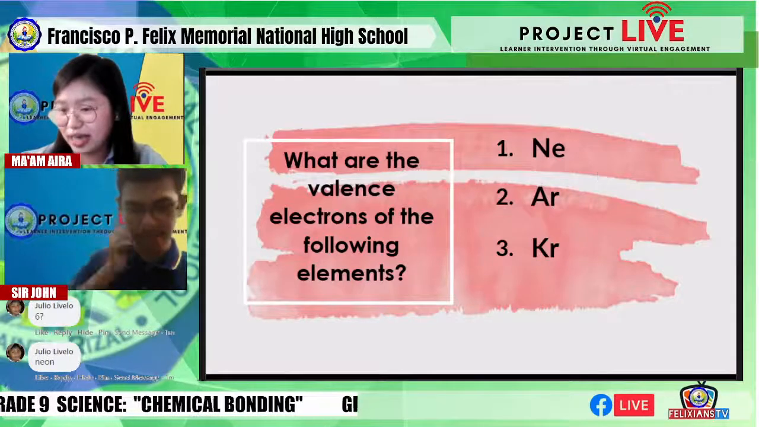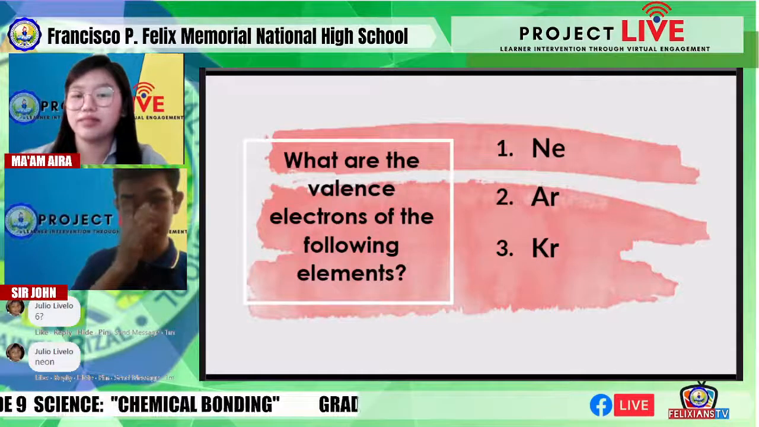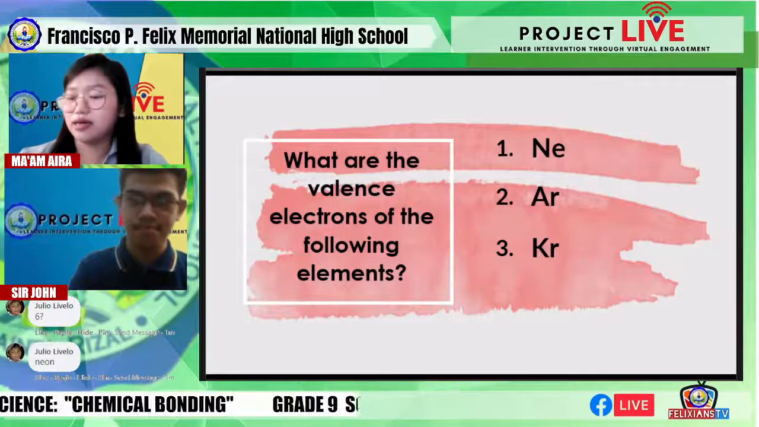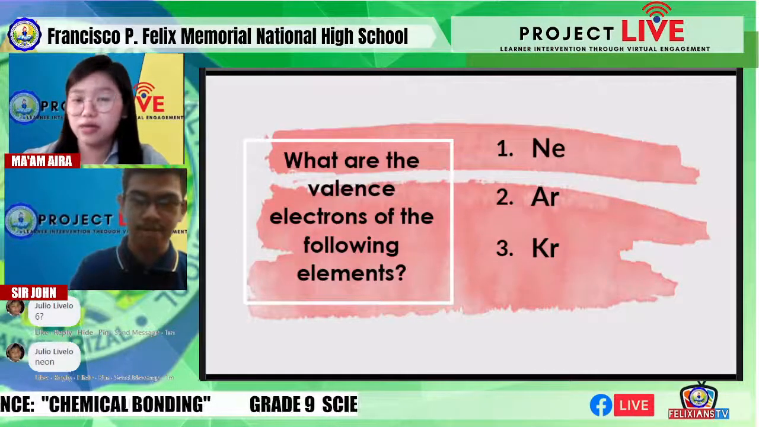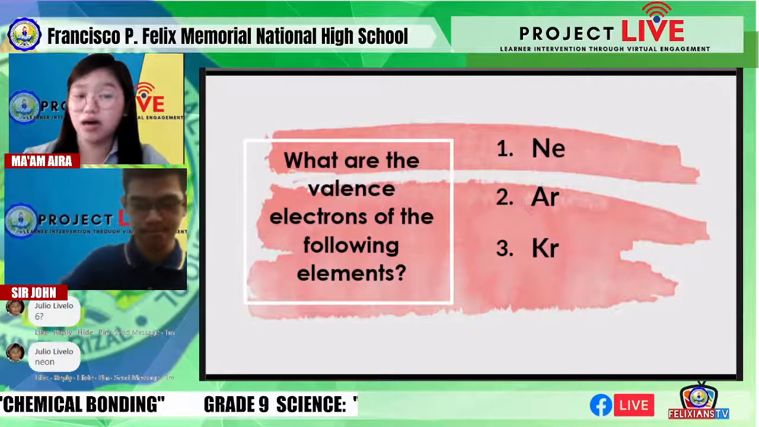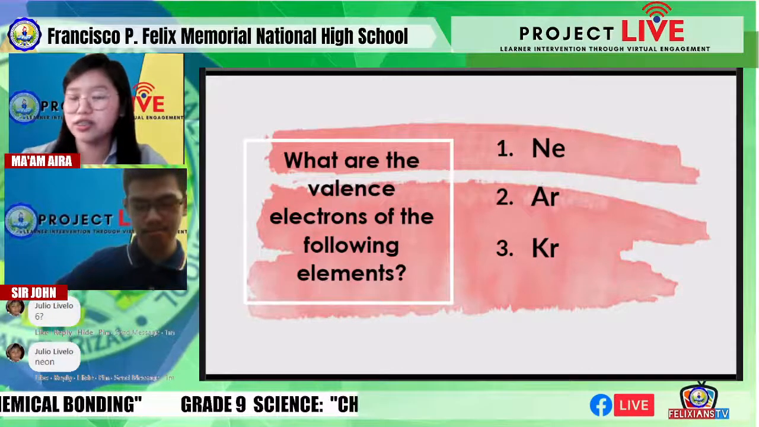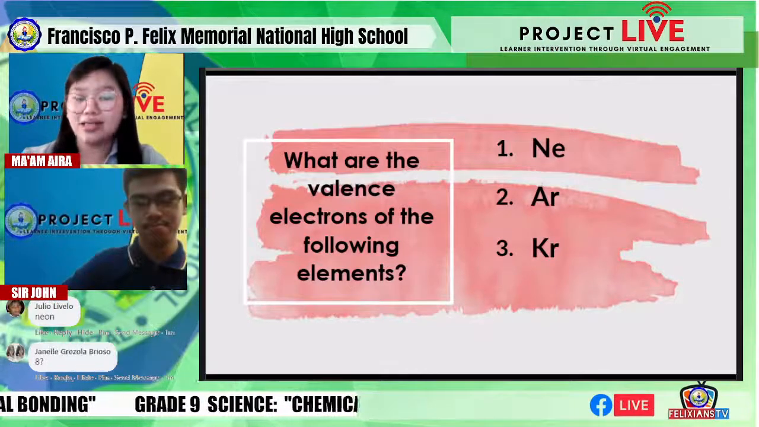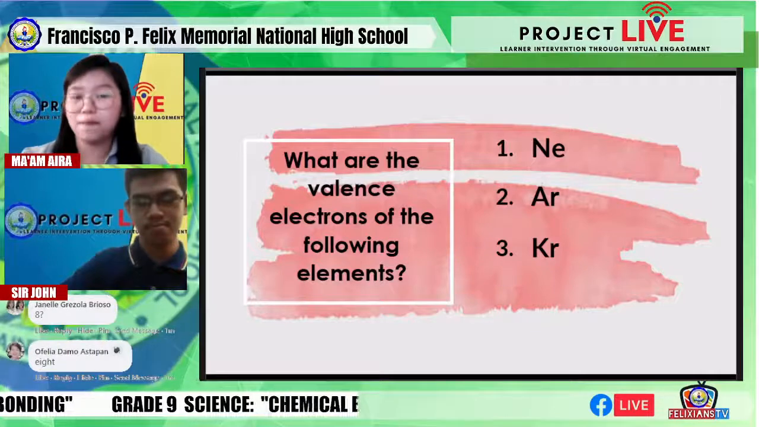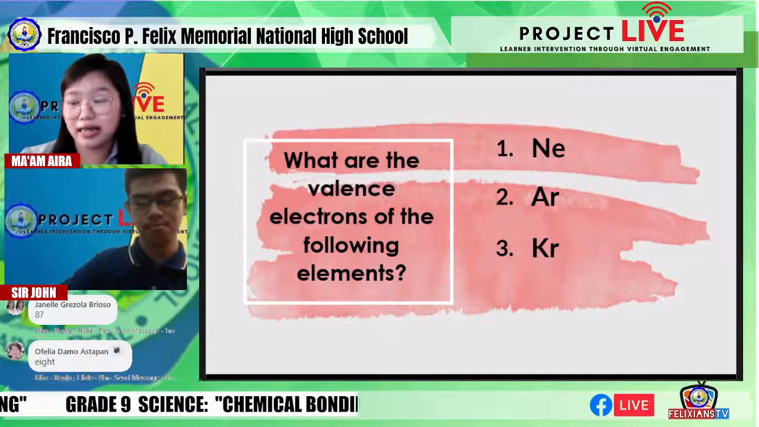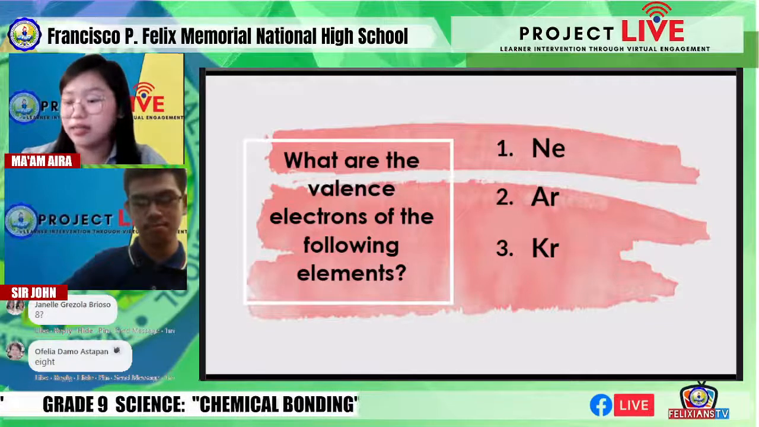Okay po. Again, let's have the steps. First is to identify the given atomic number for each element, and then use your knowledge about electron configuration to identify the valence electron of the given elements here, Ne, Ar, and Kr.